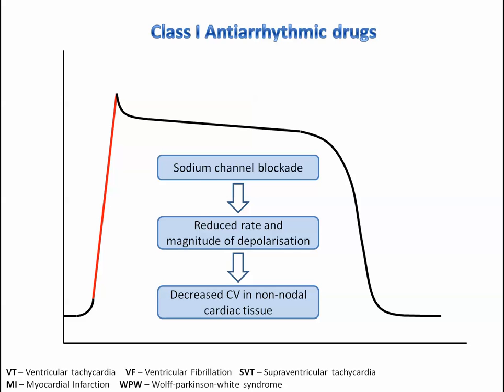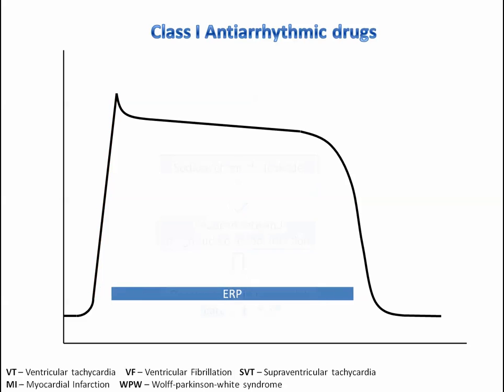This is partly determined by the degree to which they affect the upstroke of the action potential, and also partly determined by the degree to which they affect the action potential duration. Changing the action potential duration changes what we call the effective refractory period. The effective refractory period is the time in which a cell is refractory or insensitive to another impulse generation, so you can't get another action potential during this time. And this is essentially the entire time that the cell is depolarized for.